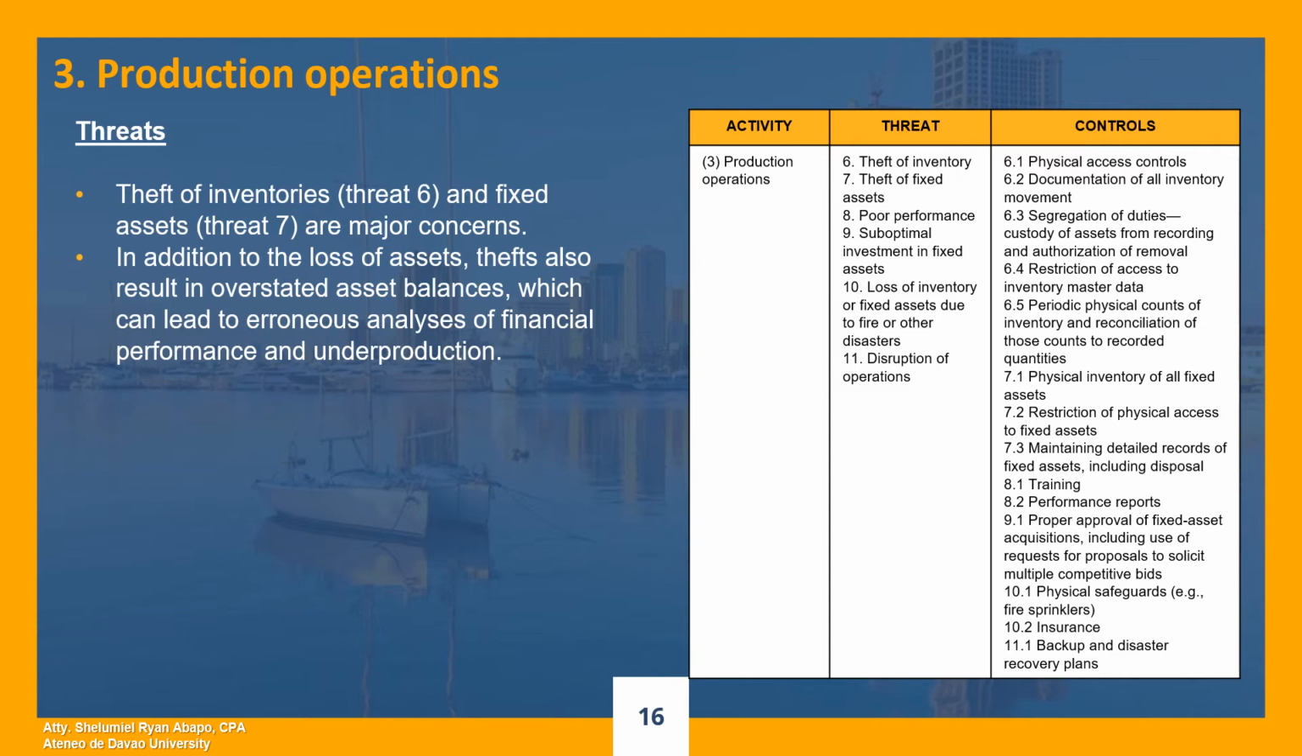Another threat class is that both inventories and fixed assets are subject to loss due to fire and other disasters. Thus, physical safeguards such as fire suppressant systems are designed to prevent such disasters. However, because preventive controls are not really 100% effective, organizations also need to purchase adequate insurance to cover such losses and provide for replacement of these assets. Okay? Now, a related concern for this particular loss of inventory or fixed assets would be the disruption of the production activities, which is threat number 11.